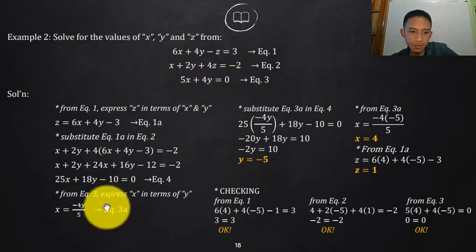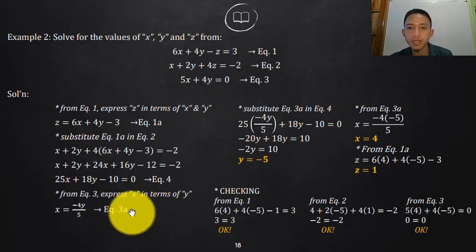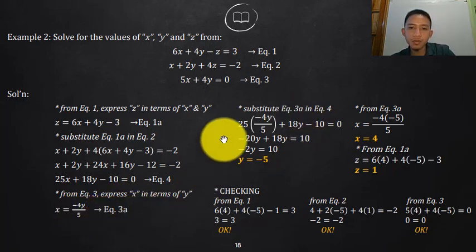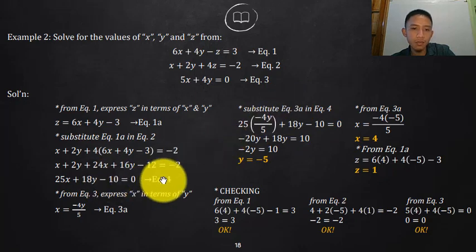So you will have your equation here, which is x equals negative 4y over 5. That is a new form. It is still equation 3, but a new form of equation 3. So let's call that one equation 3a. So substitute that equation 3a in your resulting equation 4.